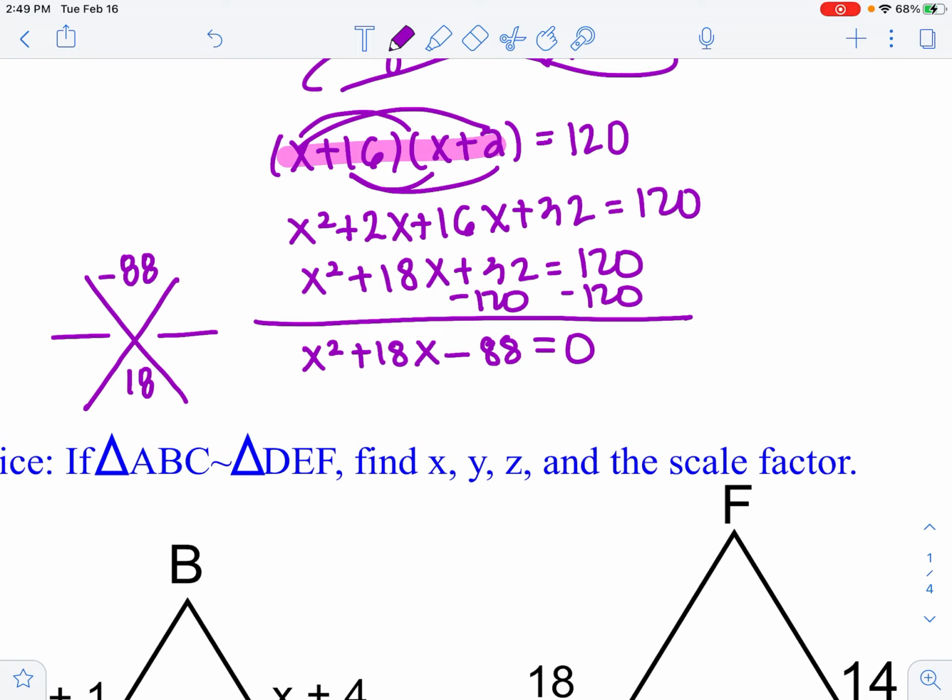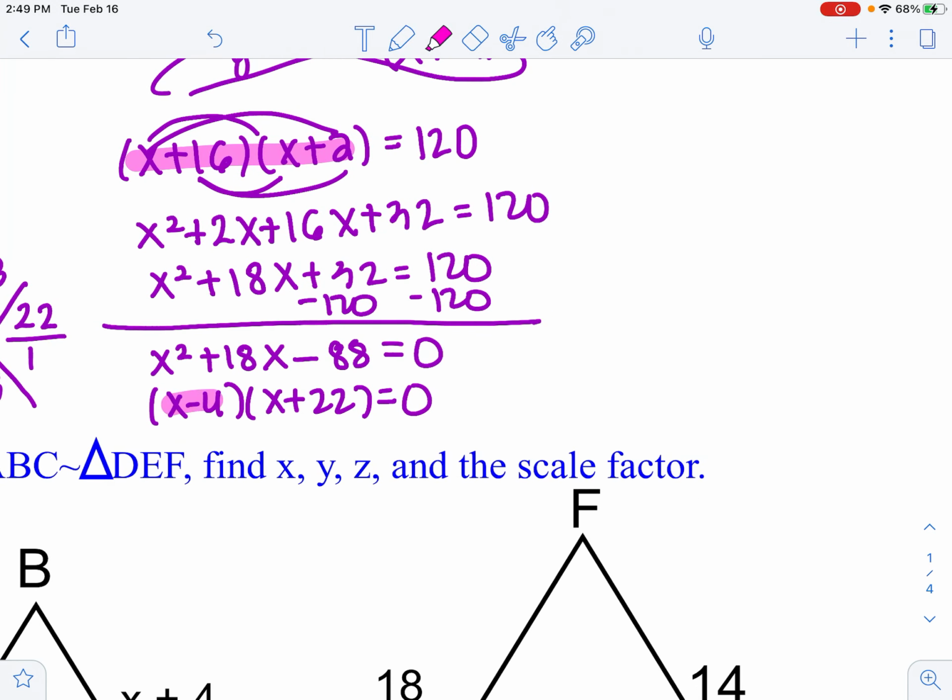So you might not be very familiar with factors of 88, so start running through them. Is it 1 and 88? No, that's never going to give me 18. Is it 2 and 44? No, that's not going to happen. Does 3 even go into it? No. 4 does, 22 times. Ooh, 4 and 22 sounds good. 4, 22, but I would have to make the 4 negative. Divide by the lead coefficient, which is 1. So I have X minus 4 times X plus 22 equals 0.